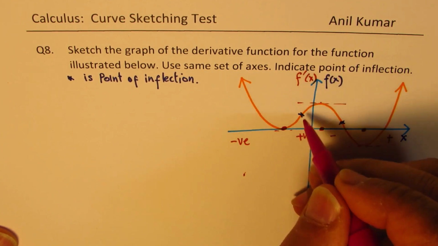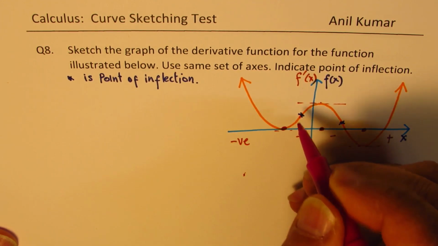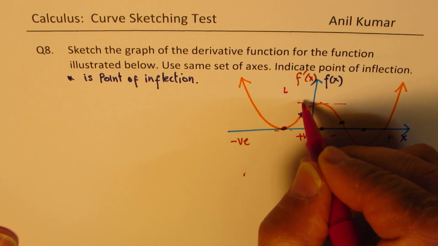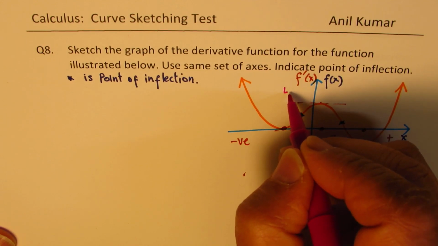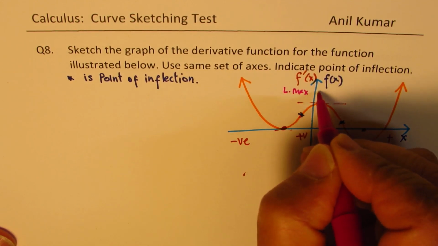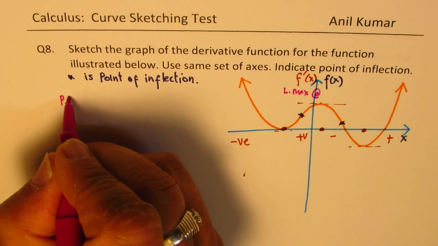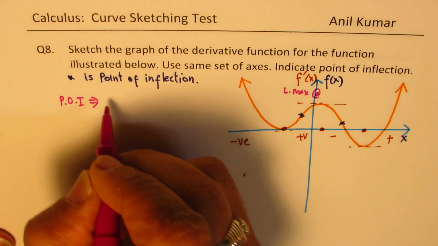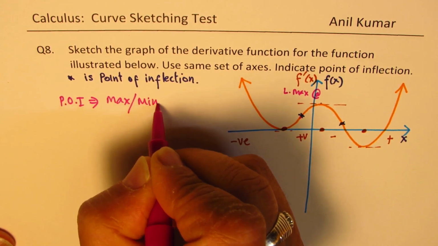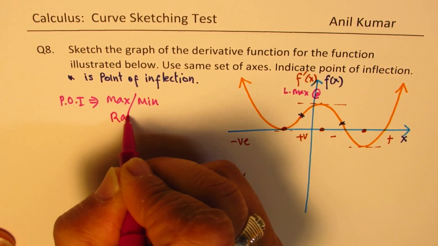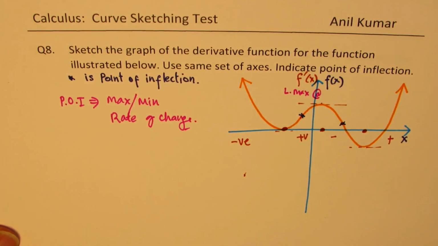Now at the point of inflection, what do we expect? For f dash x, since it is positive, here we expect a local maximum for f dash x, right? So we'll get the maximum rate of change. So here we get local maximum rate of change, correct? So at a point of inflection, note, what do you expect? You get maximum or you get minimum rate of change. Now this is a very important criteria to understand.